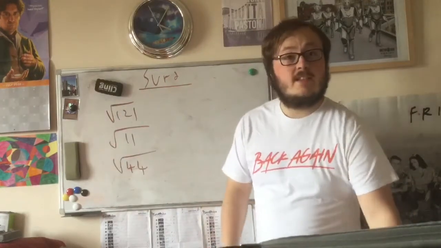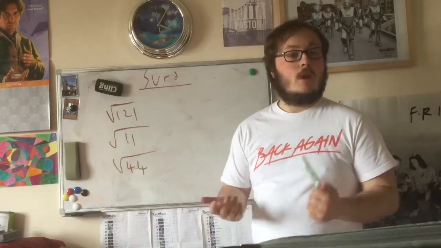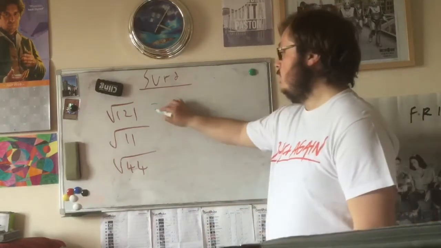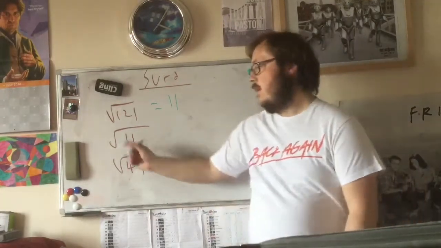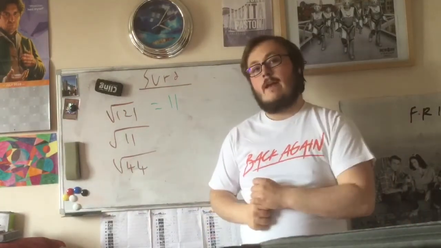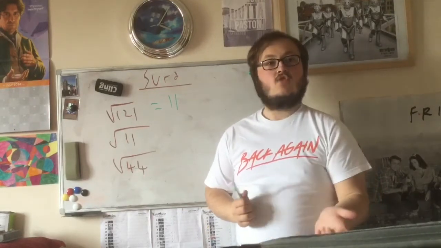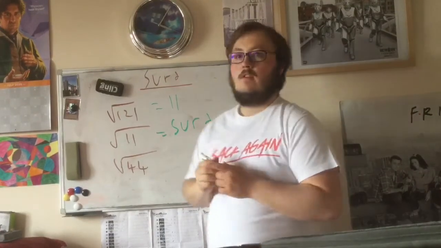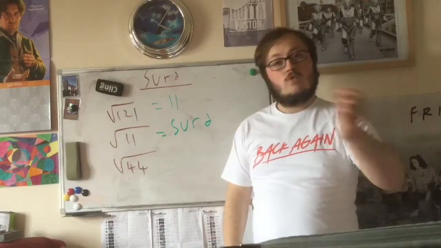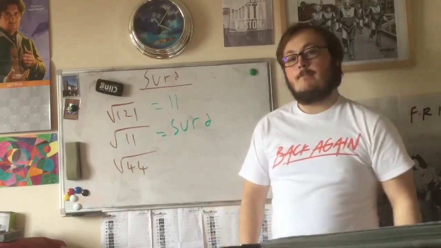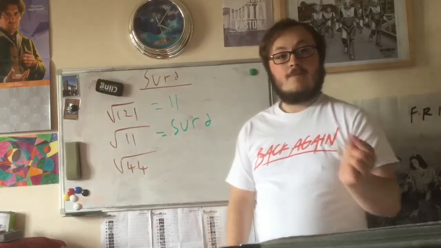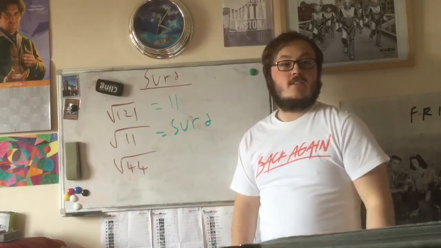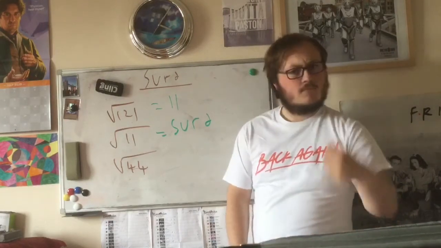So, root 121 can be made into a whole number, so it's not a surd, because 121 is a square number. So when you root it, you will get 11. Now, root 11 is not a square number, so we cannot change that into a whole number. So, root 11 is a surd. Now, root 44 is also a surd, but we can simplify it. How? Well, we have to find two factors that make 44, and one of those factors has to be a square number. Let's see what I mean.